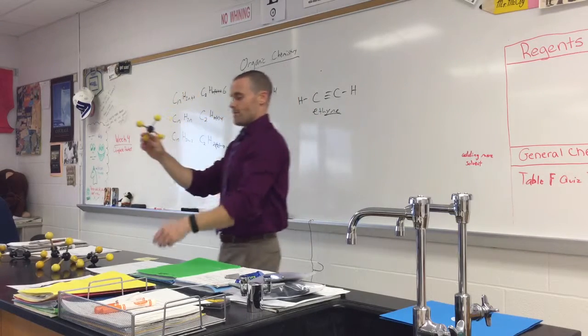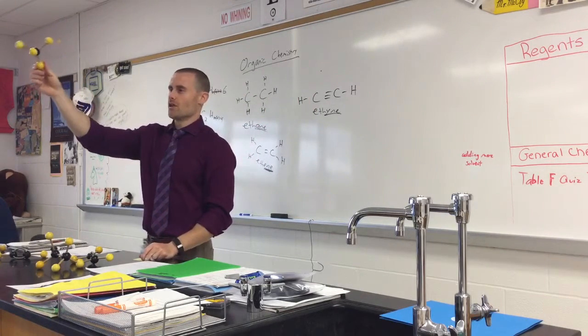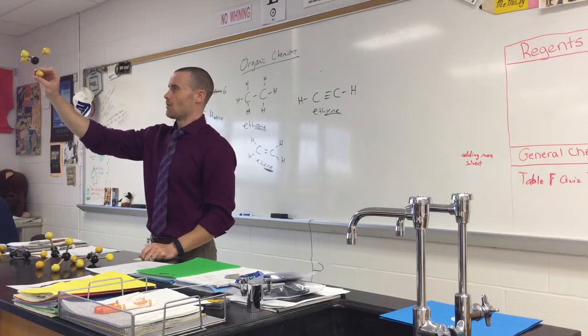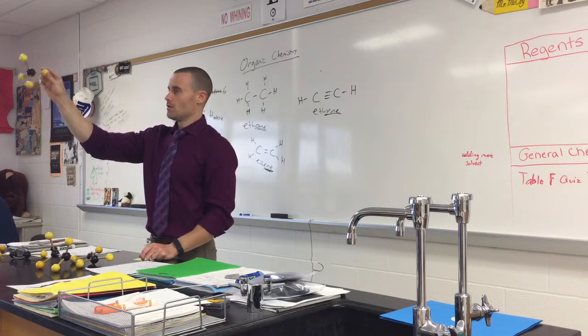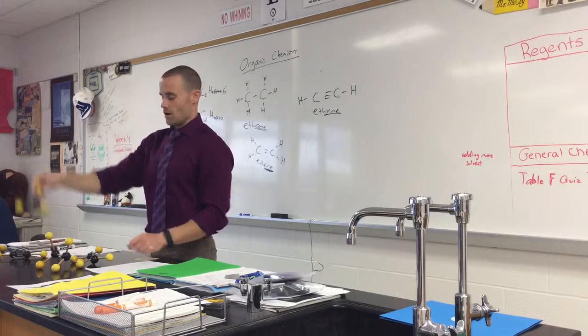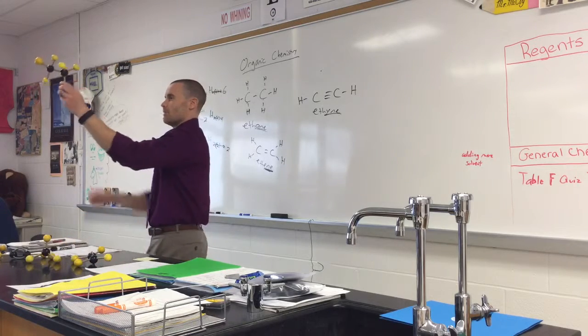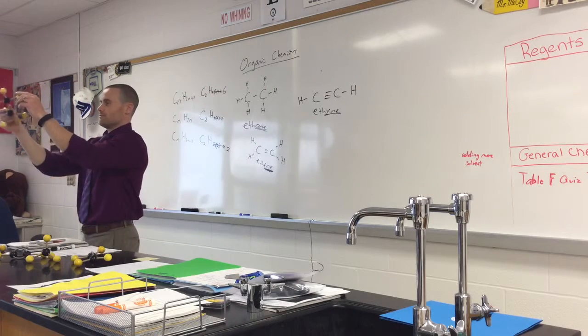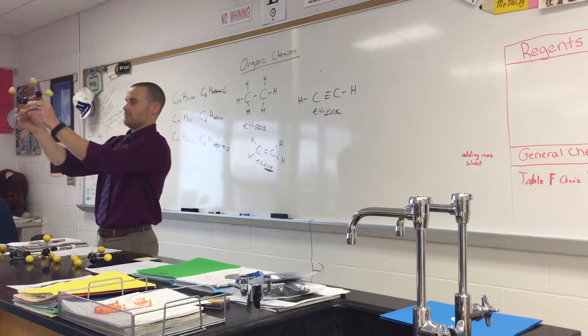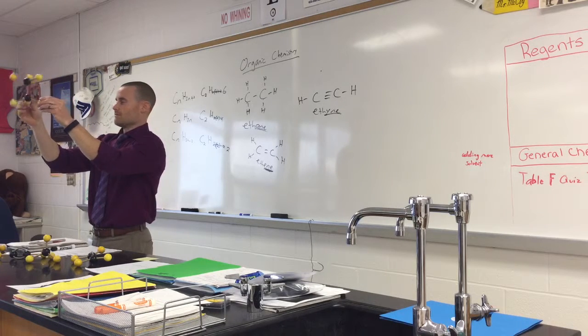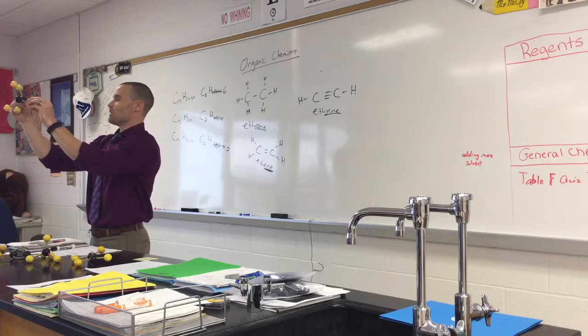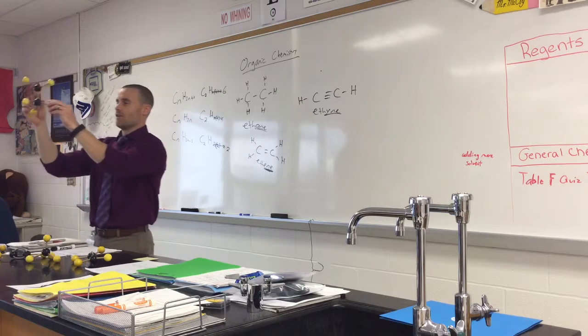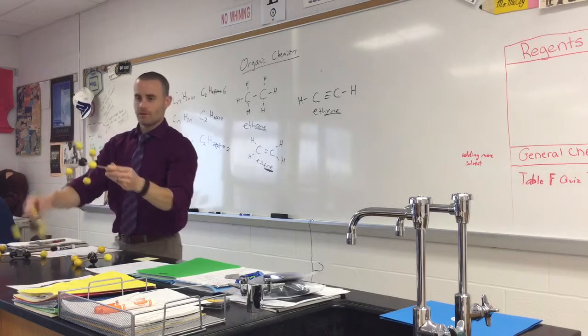Now, how many bonds are coming off of this carbon? The black one. How many sticks coming out of the black one? There's 4. How many sticks coming out of each carbon here? Each black one. How many sticks are coming out? Wait, how is there 4? There's 3.